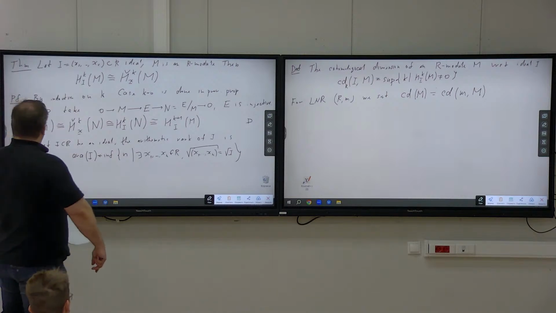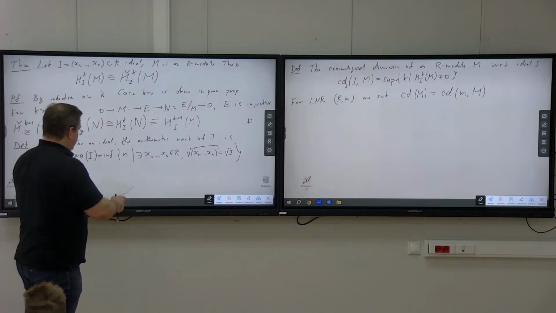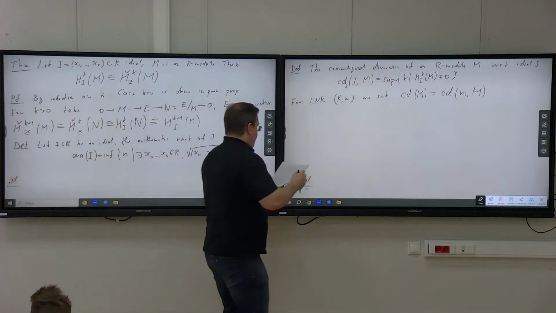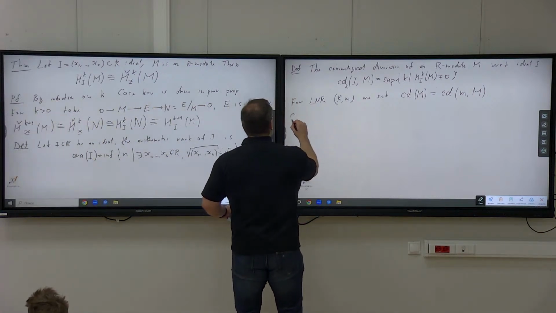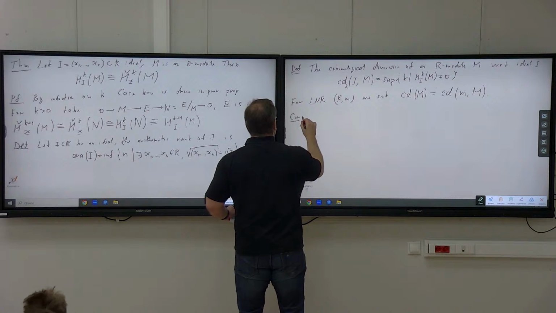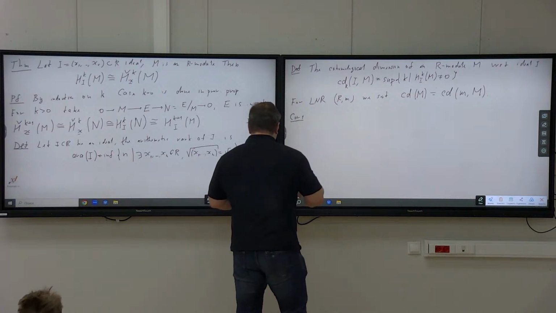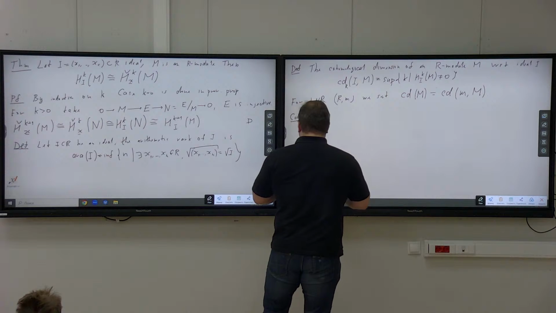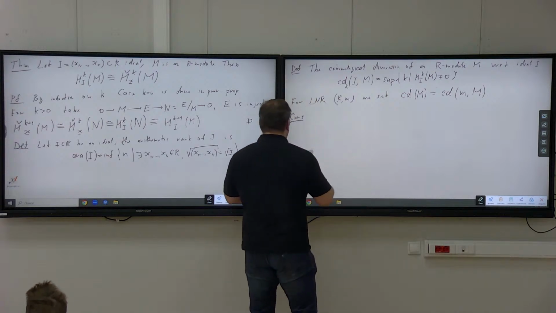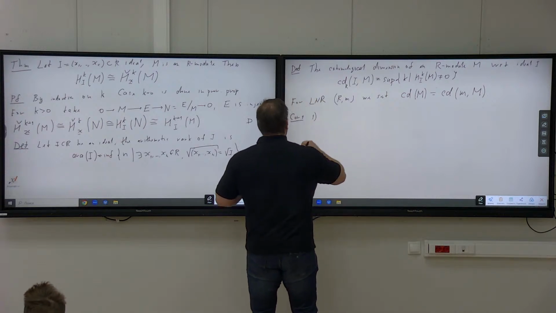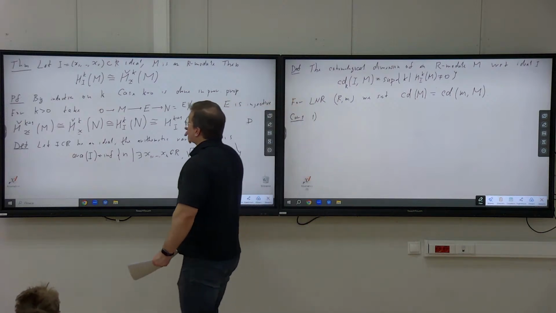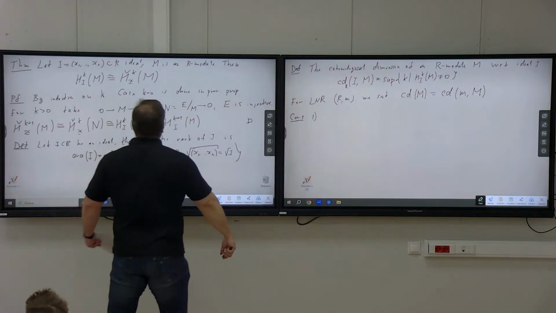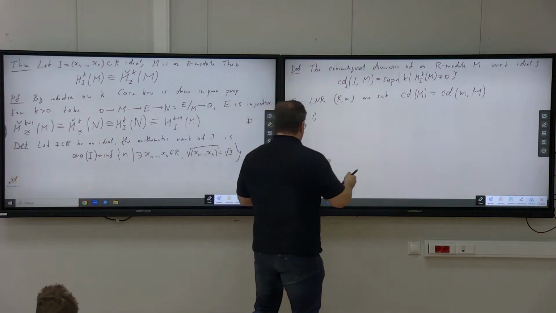Okay, so with these two definitions, now I can formulate a corollary from the theorem. Let's say this is corollary 1. These two parts. So first part. Well, if this is a corollary, I'm going to assume the same notation as in the theorem and the same data as in the theorem.